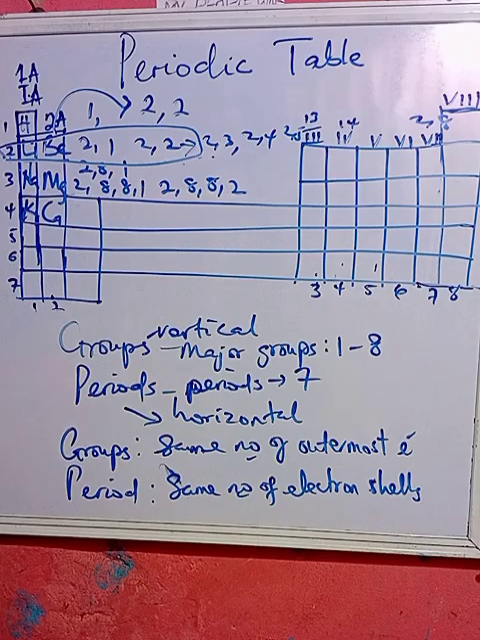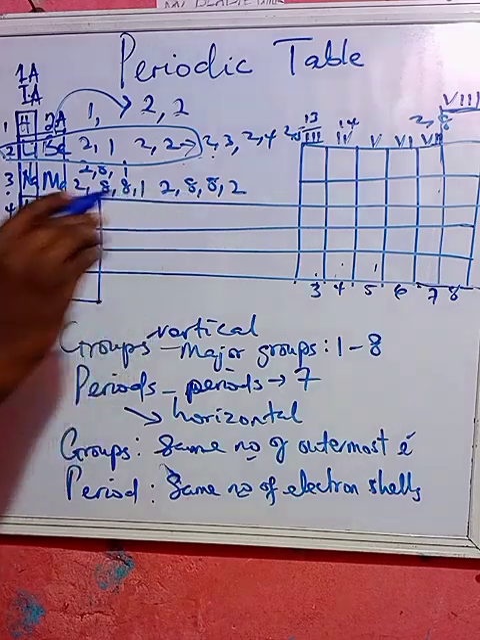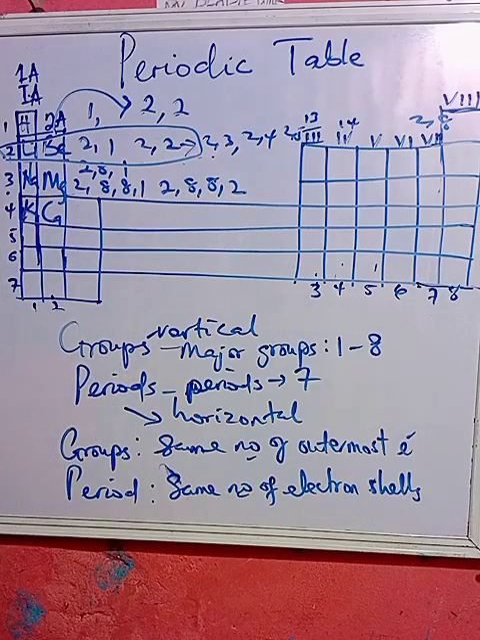The shell completes and we come to period 3 again, beginning another 2,8,1, 2,8,2, until we get to 2,8,8. That is how the elements are put into their different groups and periods.